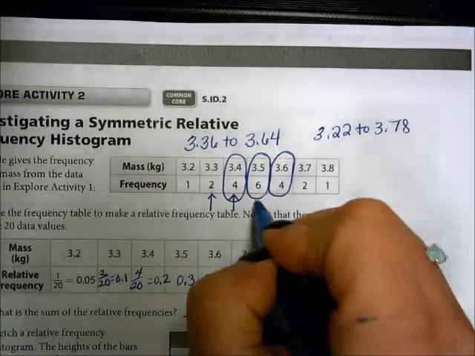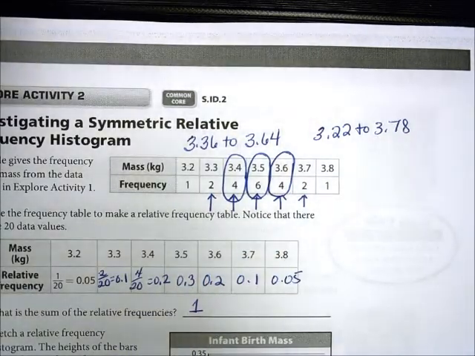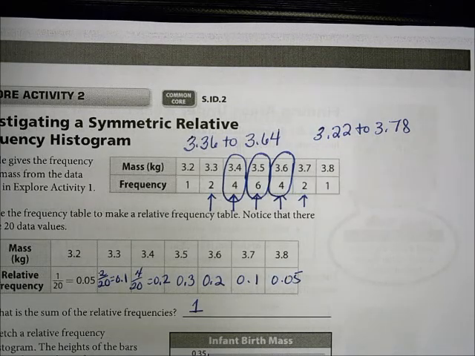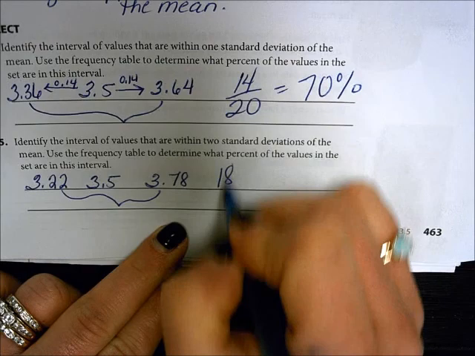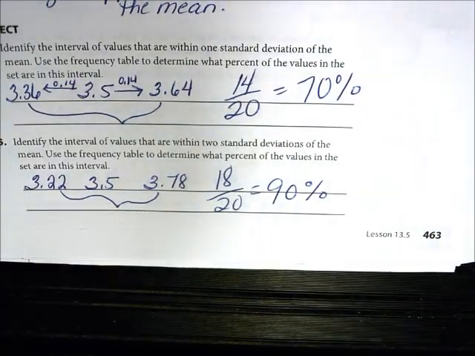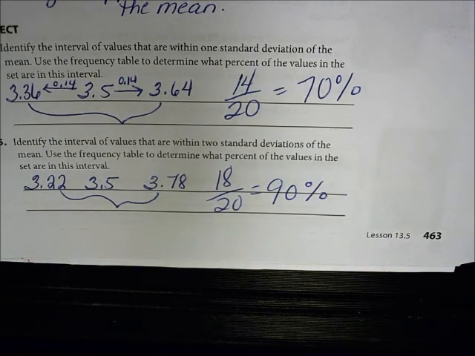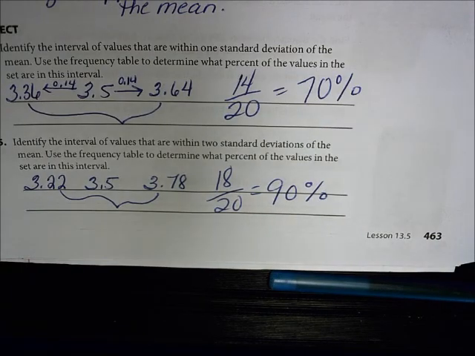This would definitely be in, and in, right? So out of the 20, that is 18. 18/20ths is 90%. So 90% of the infants were within 2 standard deviations. Now, what does this have to do with making predictions and probability estimates? That's our learning target, to make those predictions today. Here's where they come in.